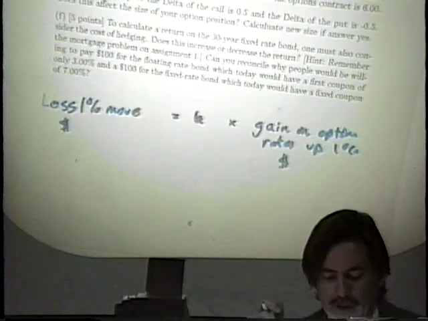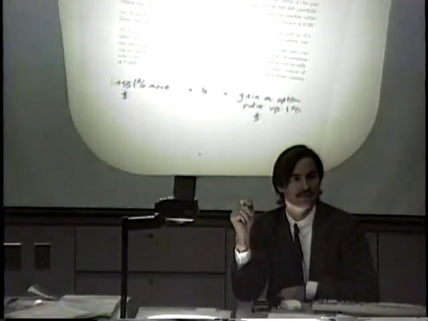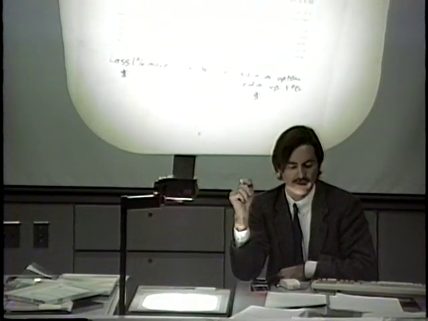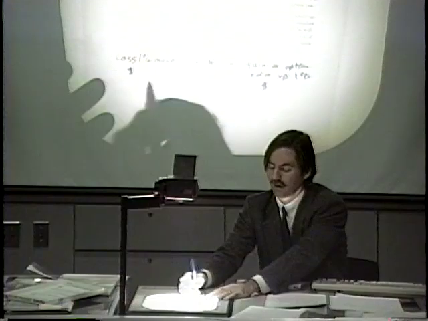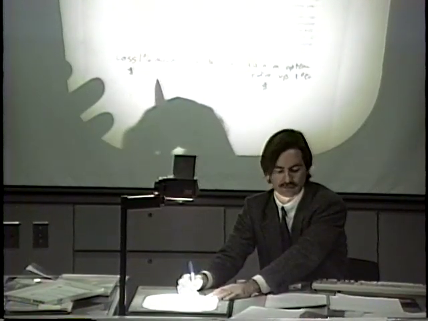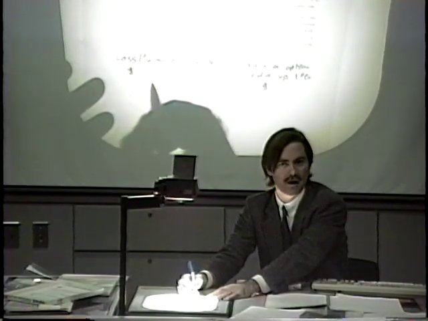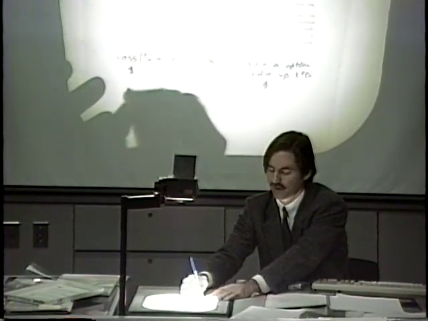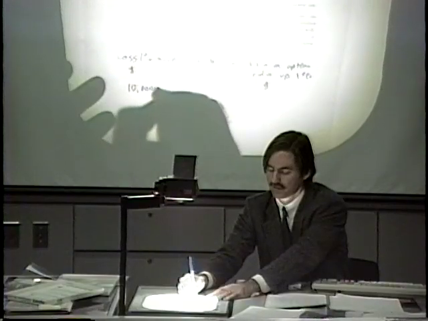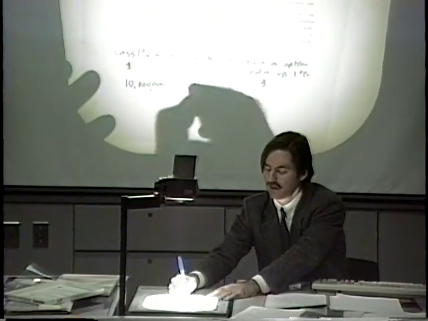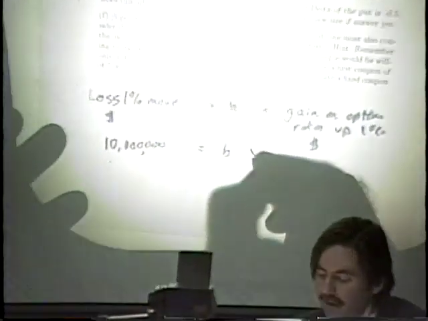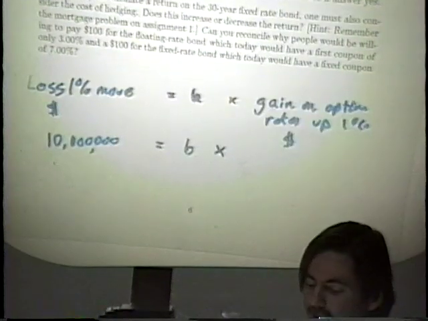So we know that the modified duration of what we're holding is 10, or 10%. So what is the loss for a 1% move? Rates go up by 1%, modified duration is 10, so 10%. We have a $100,000 portfolio. How much do we lose? $10,000. So it's $10,000 equals B times the gain on the option contract if rates go up by 1%.